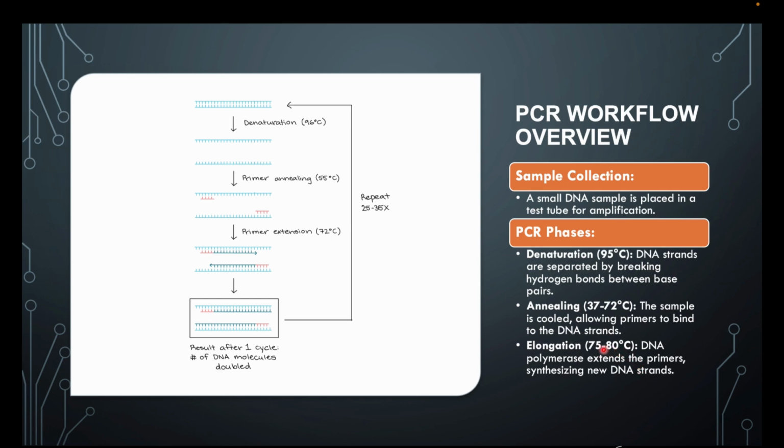Elongation occurs at again a different temperature. So the variation of temperature is used in this PCR and thermocycler. 75 to 80 degrees Celsius is used to elongate this DNA, and DNA polymerase, Taq polymerase, extends the primers and synthesizes new DNA strands. So this is the result. After one cycle, the number of DNA molecules gets doubled in every cycle.